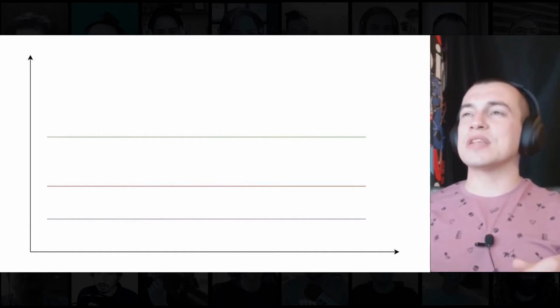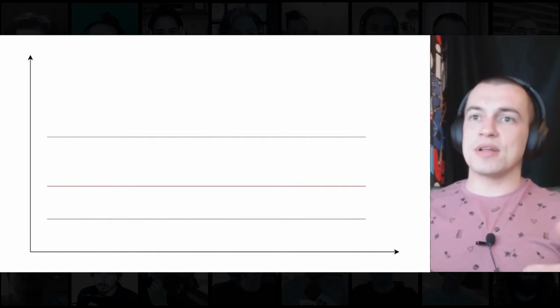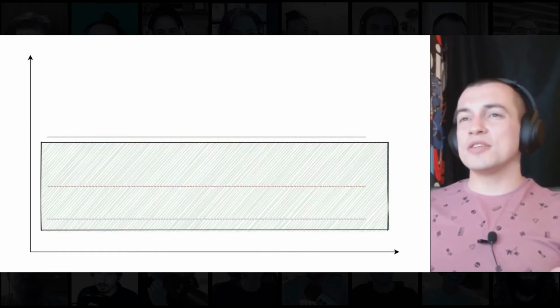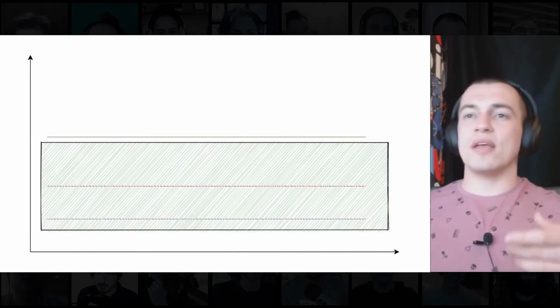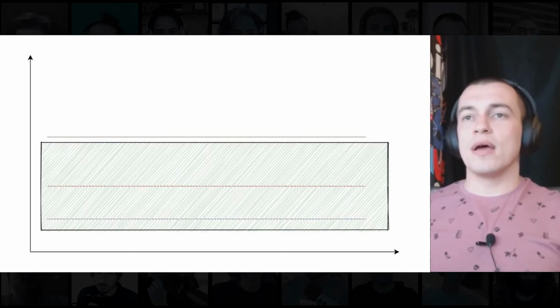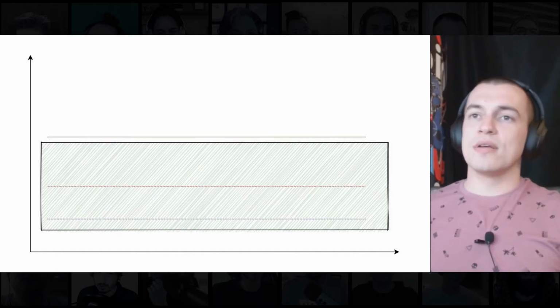Now we need to somehow identify the abnormal scalars. And to do that, we might declare some sort of a range and say that all constants, all scalars that fall into that range are considered normal. And all constants that fall out of that range are abnormal ones.